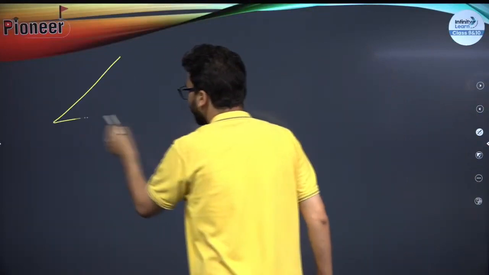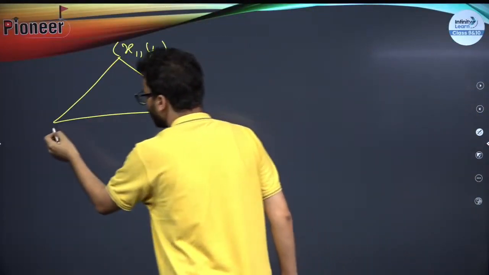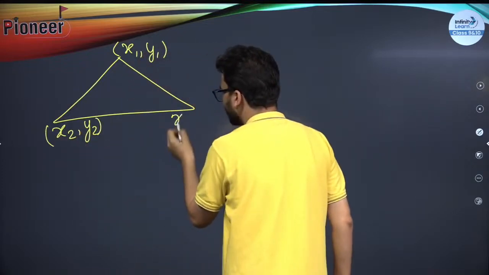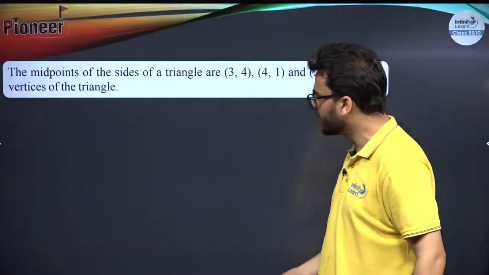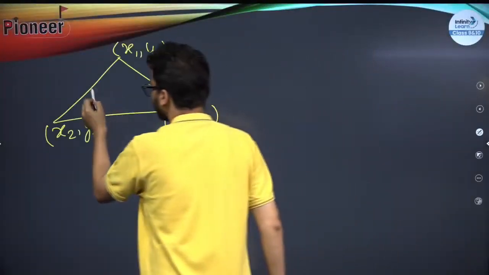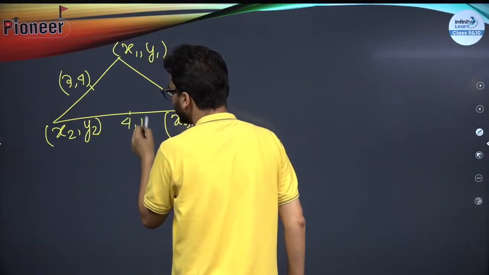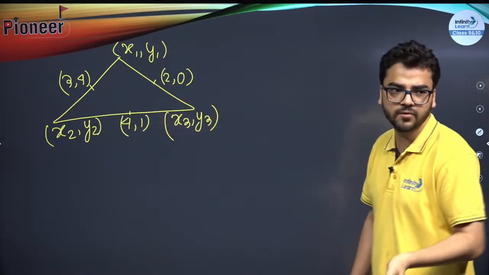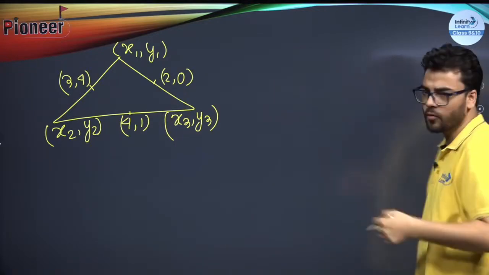So you see, if I take the triangle over here, it was x1, y1, x2, y2, x3, y3. And the midpoints were what, guys? The midpoints were 3, 4, 4, 1, 2, 0. So we can use again the midpoint formula, guys. 3 times we have to use the midpoint formula. So let's use the midpoint formula over here.